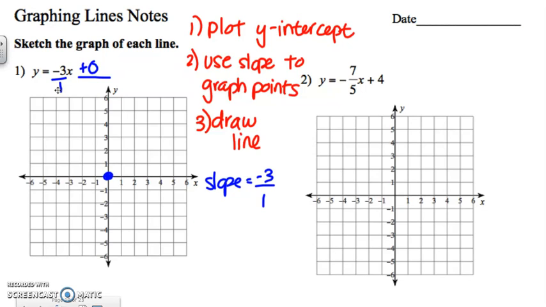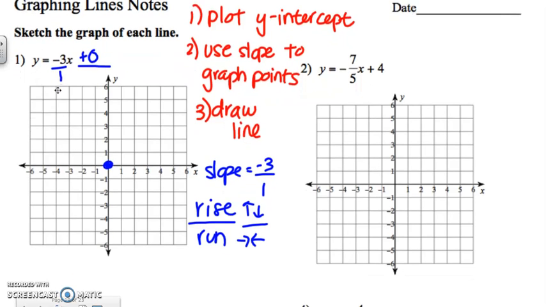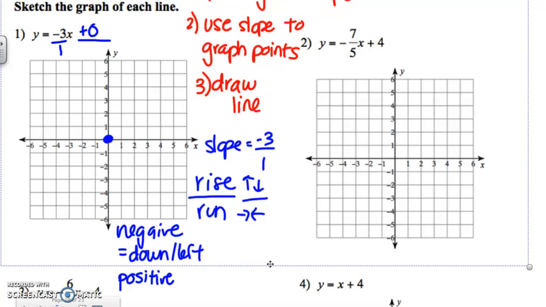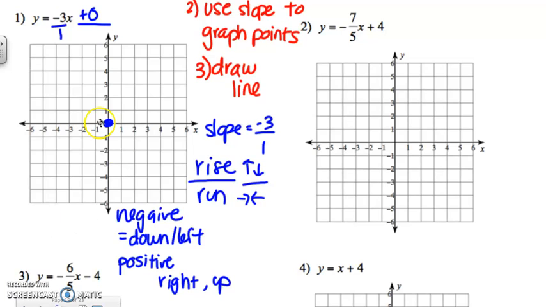In words, remember slope is rise over run. So it is either going to go up or down, and then it's going to go right or left. So if it is negative, that means you're going to go down or left. So we'll say negative means you're going to go down and left. If you have a positive number, that means you're going to go right or up. Okay? So the reason behind that is these are my negative numbers going down, these are negative numbers going left. These are all positive when I go right and positive when I go up.